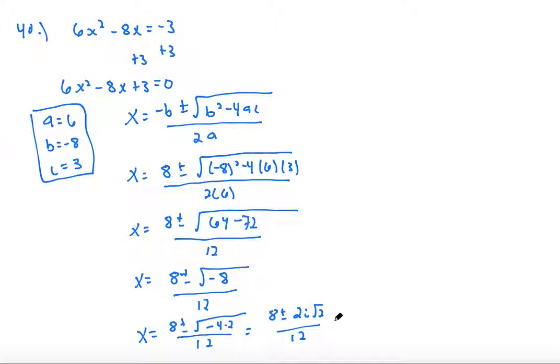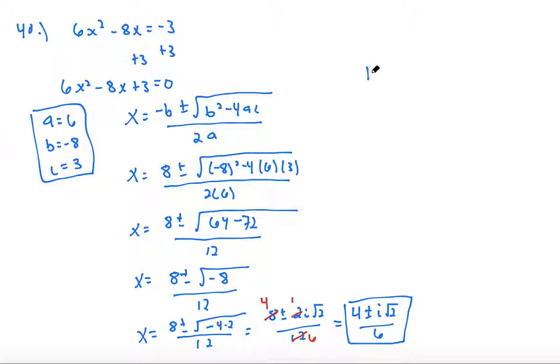And then we can divide everything by 2. So if I divide by 2, I'm left with 4. That goes away to be 1, and that goes to be 6. So I would write my final answer as 4 plus or minus i square roots of 2 all over 6.